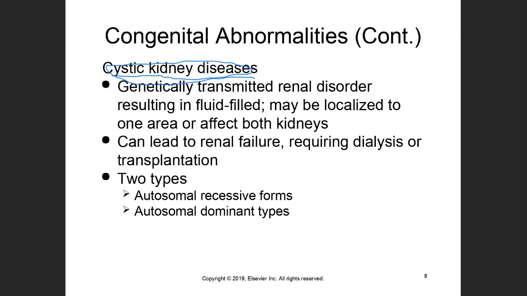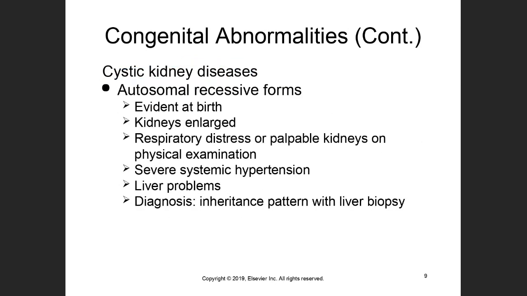We have two forms: the autosomal recessive and the autosomal dominant. The autosomal dominant is the adult type, common in adult people. Autosomal recessive is common in the pediatric population. The autosomal recessive form is evident at birth, in childhood, with enlarged kidneys. When you do an image, you're going to see that the kidney has a lot of cysts, and most of the time those cysts are filled with urine.